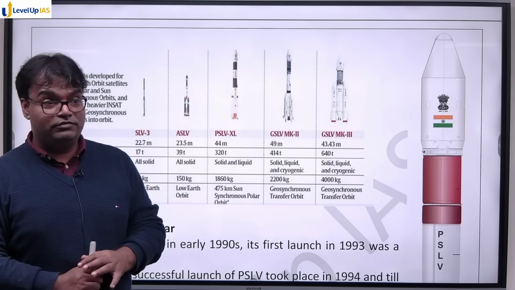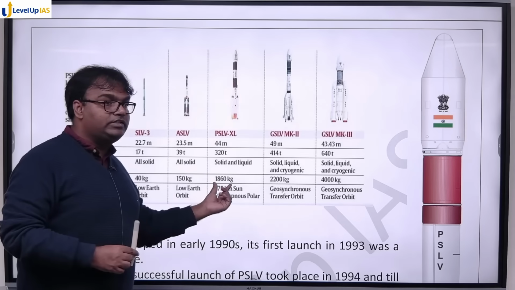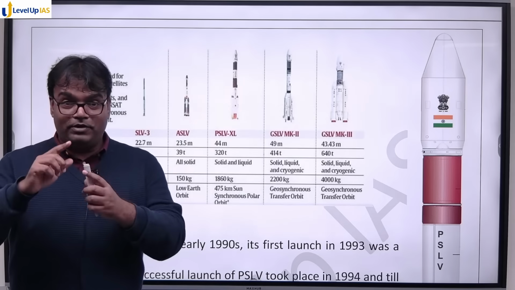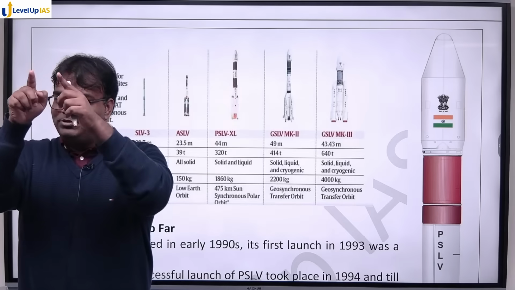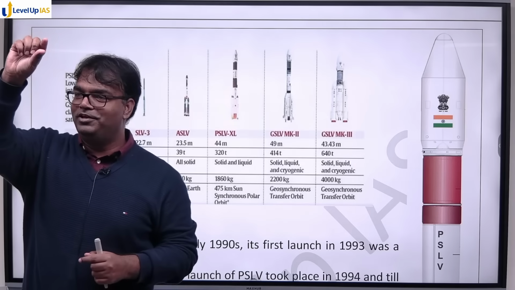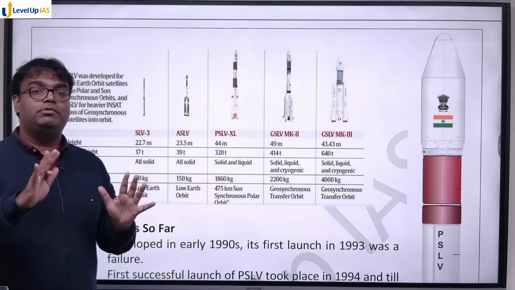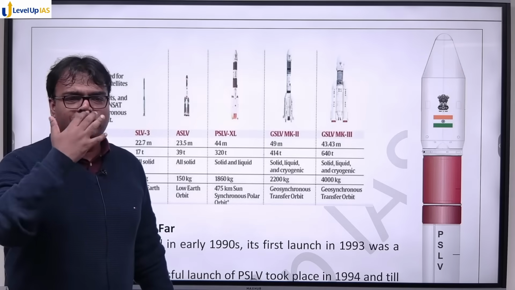Weight of the PSLV when it lifts off, and what is the weight of the satellite that it carries? 1860 kg. So think of this. I had drawn a figure, no? Bigger engine, smaller engine, smaller engine, and on top of that a small payload. So the maximum heaviest satellite that it can carry is roughly 1850 kg.